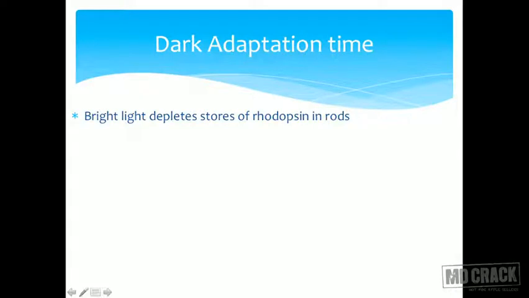Bright light depletes the stores of rhodopsin in the rods. Rods contain rhodopsin. What is rhodopsin? Opsin plus 11-cis retinal is rhodopsin. So when a lot of light falls, all this rhodopsin, the 11-cis retinal, is converted to all-trans retinal. So it depletes the stores of rhodopsin in the rods. Cones are also there, which is why we keep on seeing during daytime. There is no problem. But during dim vision, we need rods to be active, and for that, the stores of rhodopsin have been depleted.